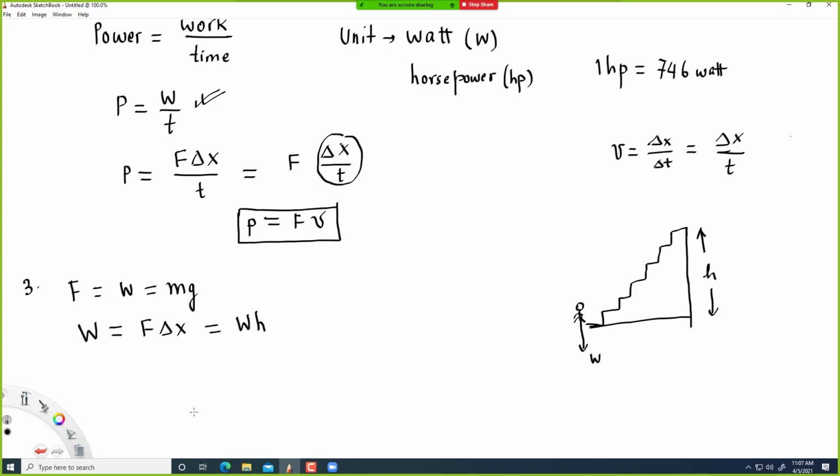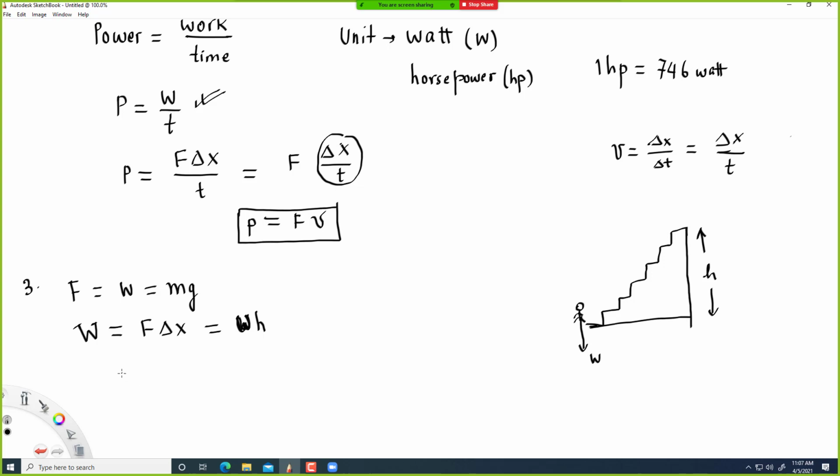What should I use for w? So let's see. I'm using the same letter for work and weight. That's the problem in physics. Sometimes we need to use the same letter for different things. So let me use the capital letter for weight and the small letter for work. Okay, this is small case w.